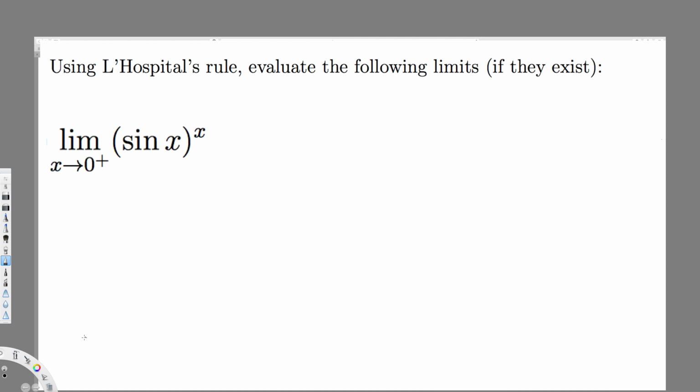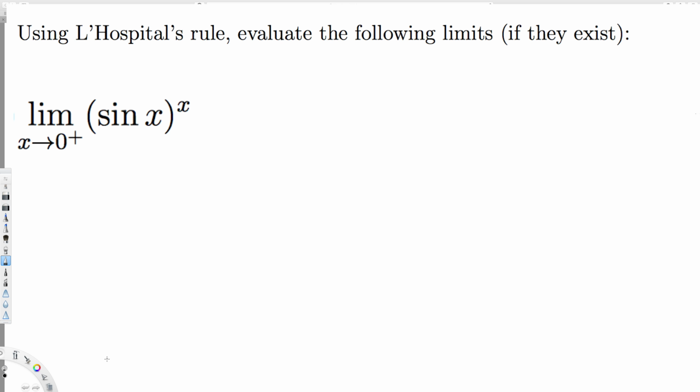Guys, let's do this problem right here. The question is asking: using L'Hopital's rule, evaluate the following limits if they exist. The limit as x approaches 0 of sine x to the power of x. So we have to find out whether the limit exists.